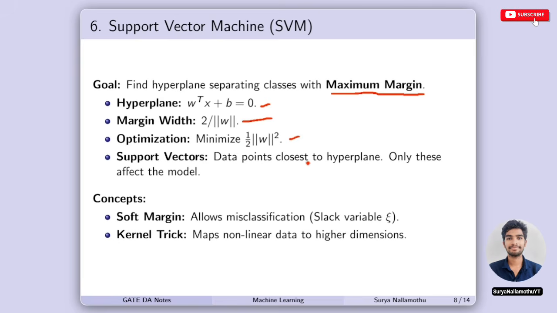The support vectors are the data points closest to the hyperplane. Only these affect the model. This way the support vectors help to affect the model. The concepts are soft margin and kernel trick. Soft margin allows misclassification, so the slack variable helps the soft margin, and the kernel trick helps to map nonlinear data into higher dimensions.